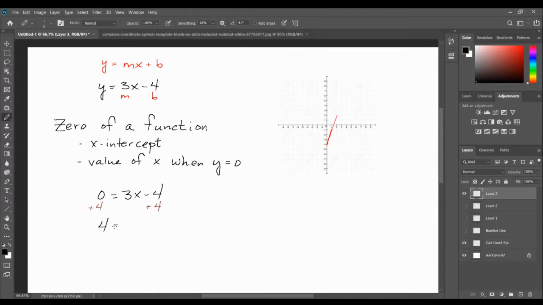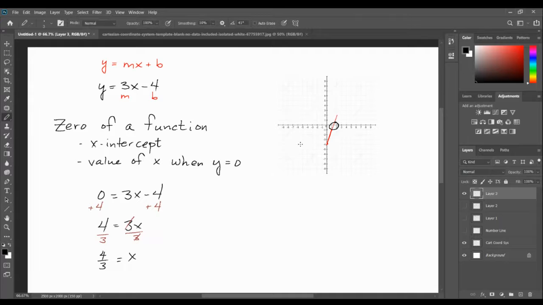I've got 4 equals 3x. Divide both sides by 3, because again, we're isolating x. 3 divided by 3 is 1. And so we get 1x equals 4/3, which is 1 1/3. And if we see, that's pretty much where we're crossing the x-axis at 4/3.